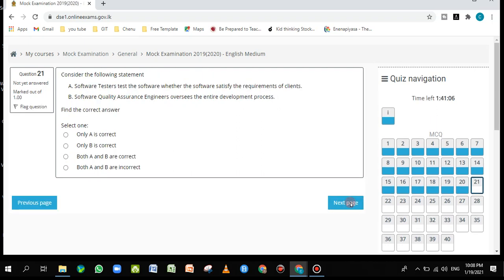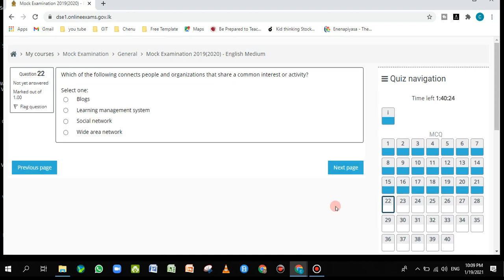Then we'll go to the next question. It says consider the following statements. Software testers test the software whether the software satisfies the requirements of clients. That is true. Software quality assurance engineers oversee the entire development process. Here it says find the correct answer. Only A is correct. Software testers test the software whether the software satisfies the requirements of clients. That is true. Then the second one says software quality assurance engineers oversee the entire development process. That is wrong.